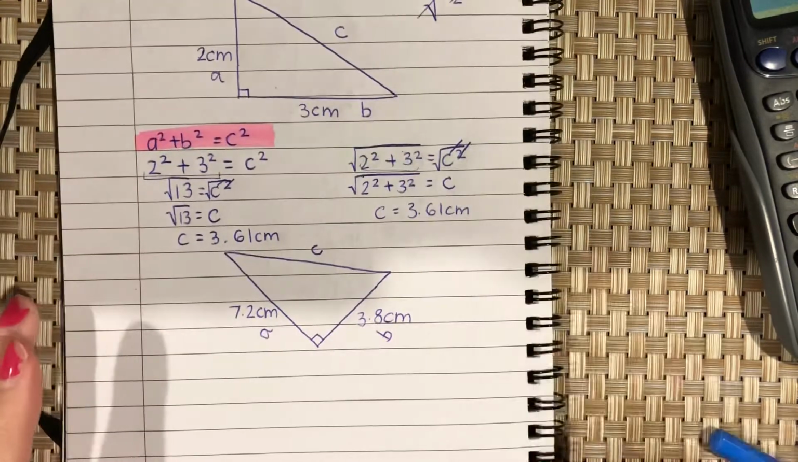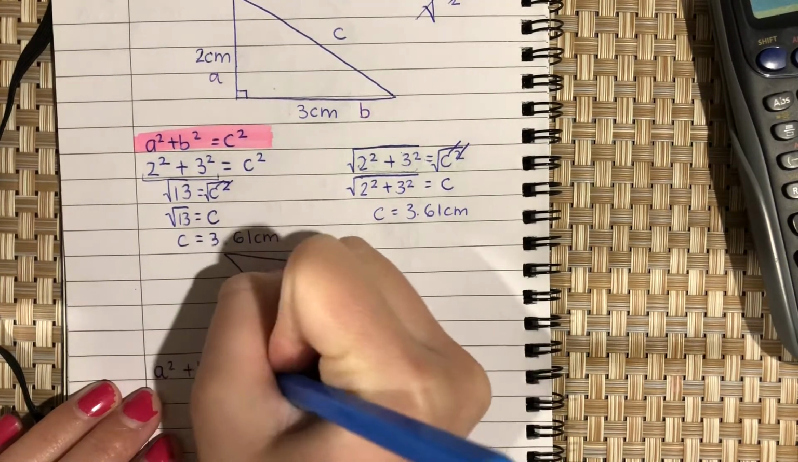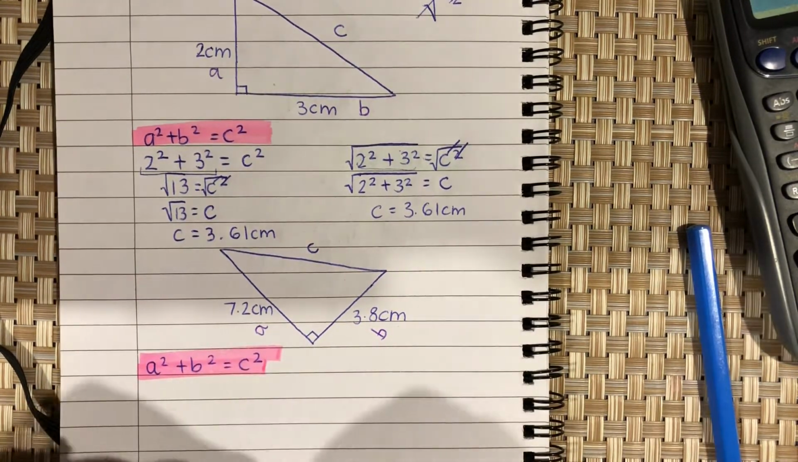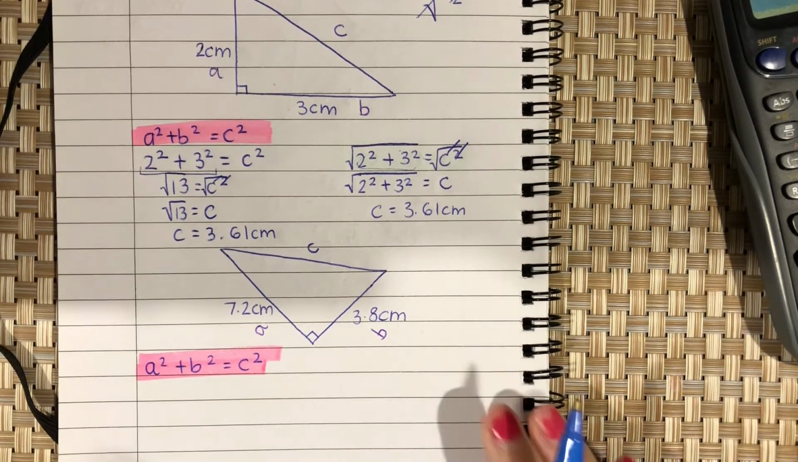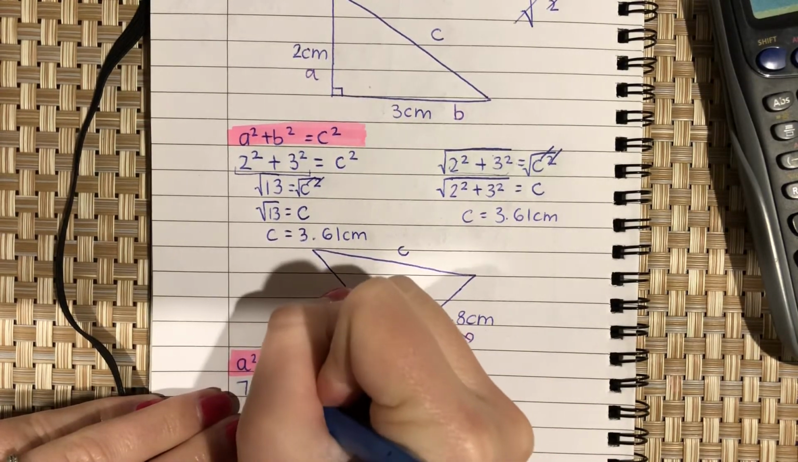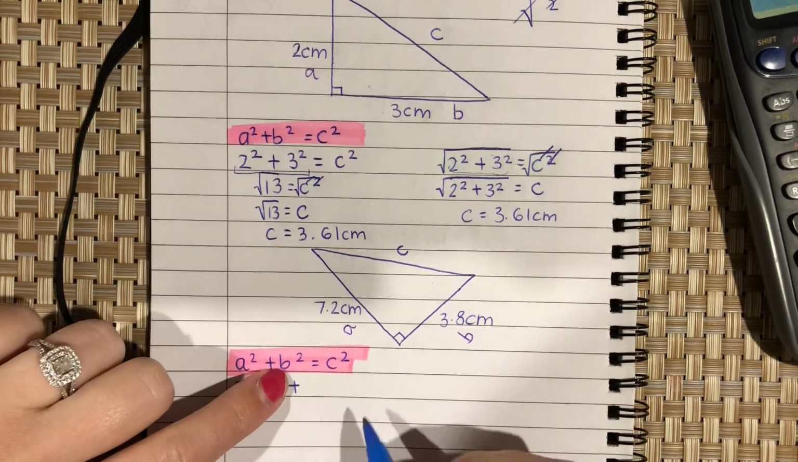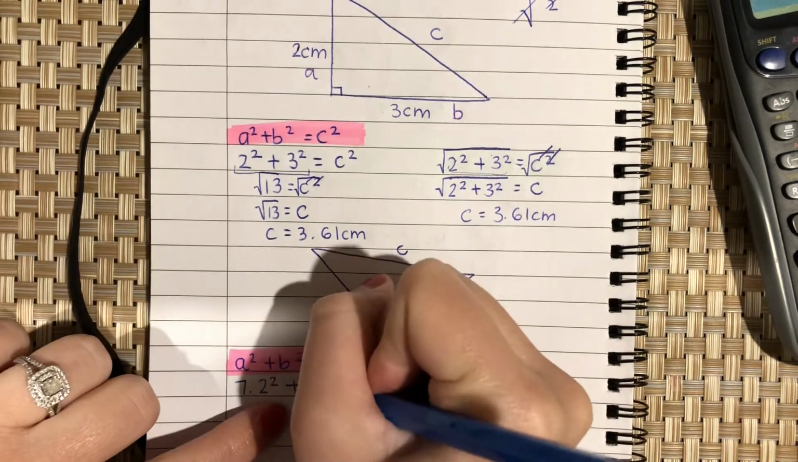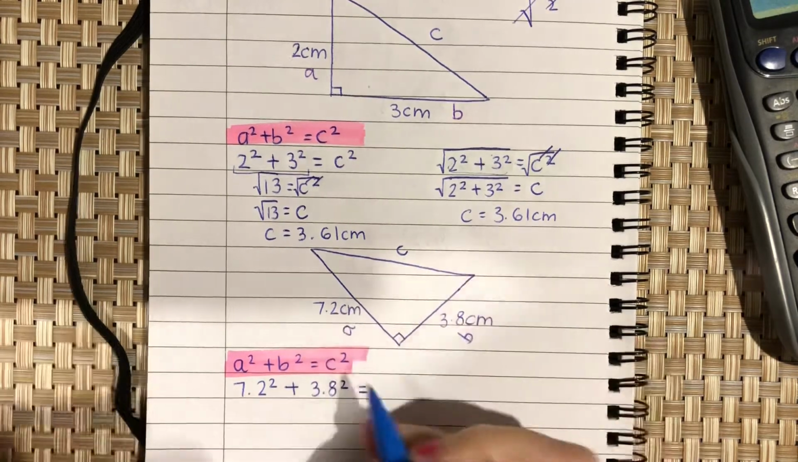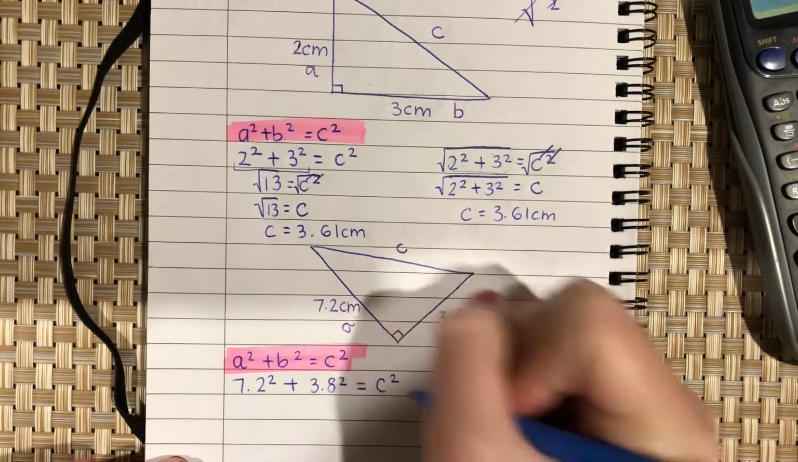All right, can be anything. And then I write my formula. Highlight it because it's very important and it should be your first step of working out. And let's substitute. What's our A? 7.2. So 7.2 squared. Then we have plus B squared. What's our B? 3.8 squared equals C squared. And we don't know what C is. We're trying to find that out. So C squared stays as it is.